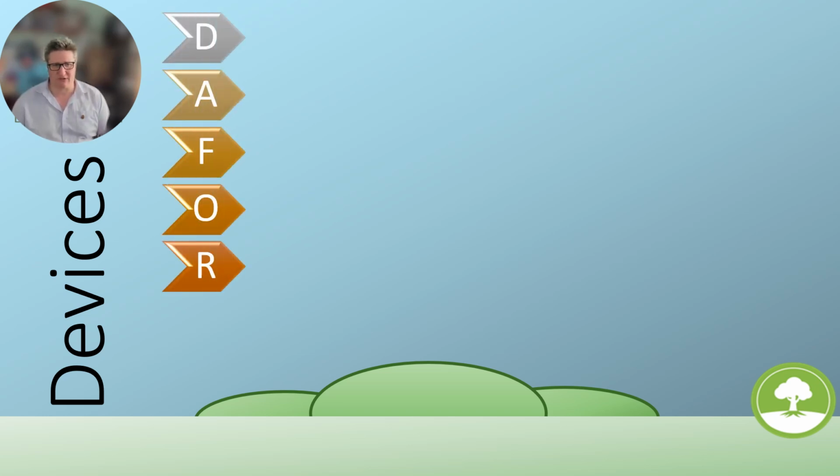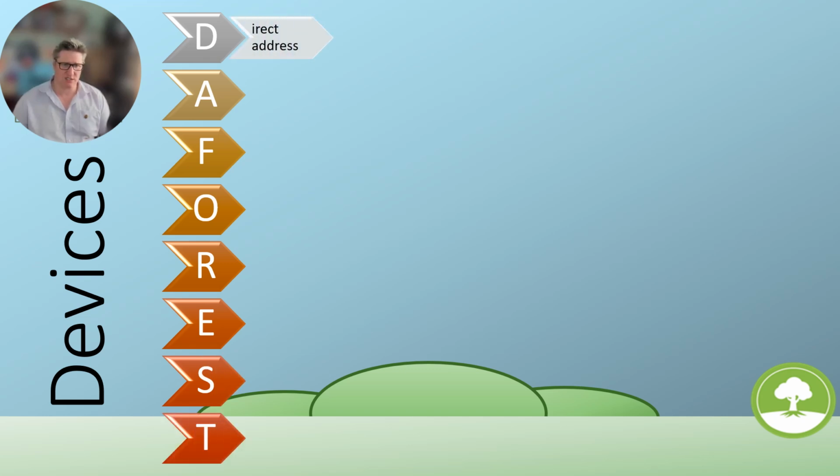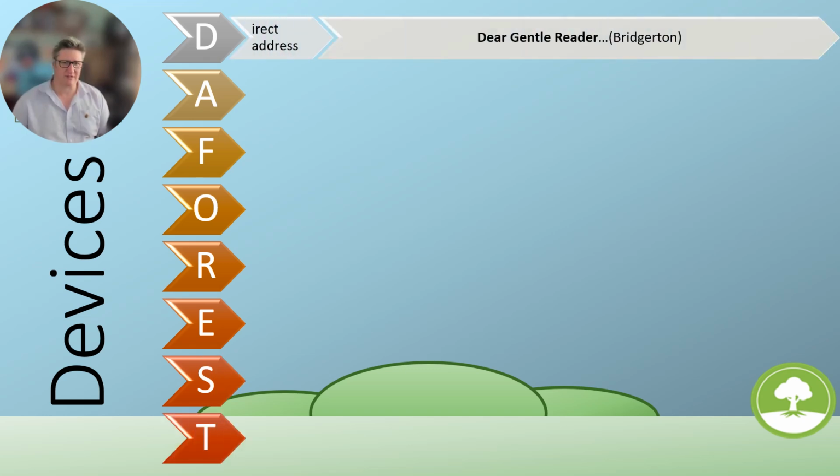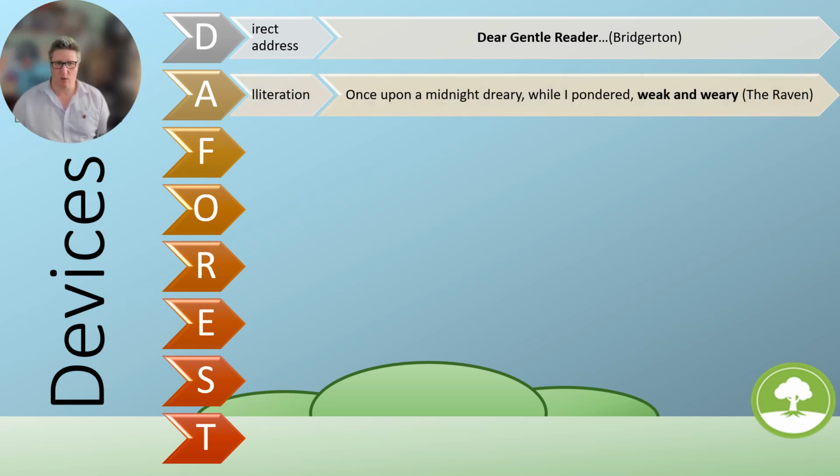So, DeForest stands for direct address. For example, from Bridgerton, "Dear gentle reader." I don't sound quite like Julie Andrews, but you get the impression. This is a form of direct address where the writer is speaking directly to the reader, in this case through the device of Lady Whistledown. Alliteration. For example, "Once upon a midnight dreary, while I pondered, weak and weary." Weak and weary, of course, is alliteration. This is from Edgar Allan Poe's The Raven.